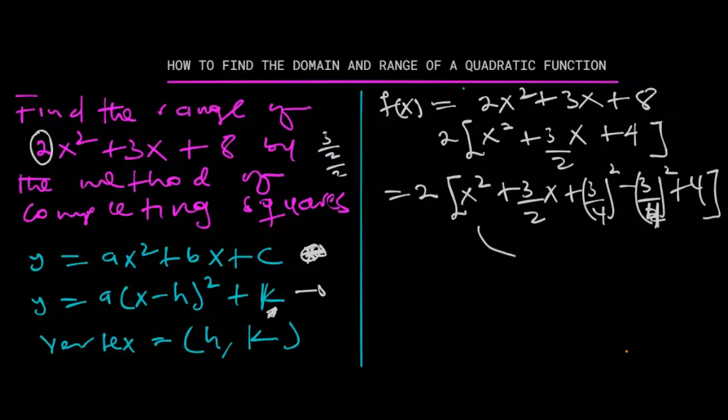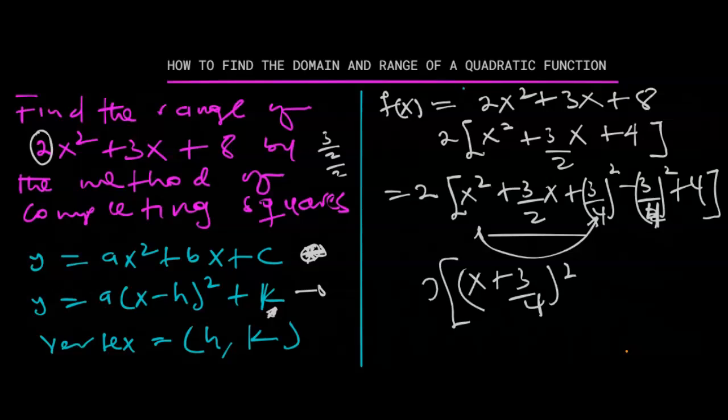Then we are going to take our squared quantities. When you expand this, you will get this whole expression. And so you don't take the 3 over 2x in addition. So you have x plus 3 over 4 squared. Remember there is a 2 outside. And then plus 4. Sorry. And then we have minus 9 over 16 plus 4. Let's write this as 4 over 1.